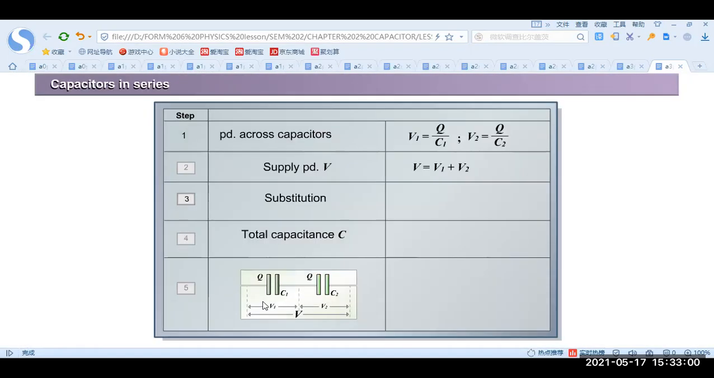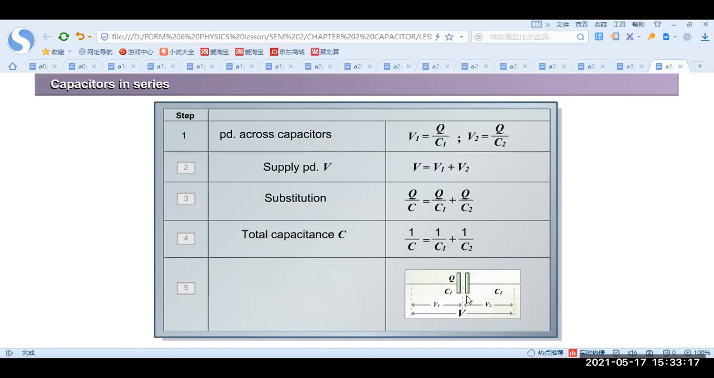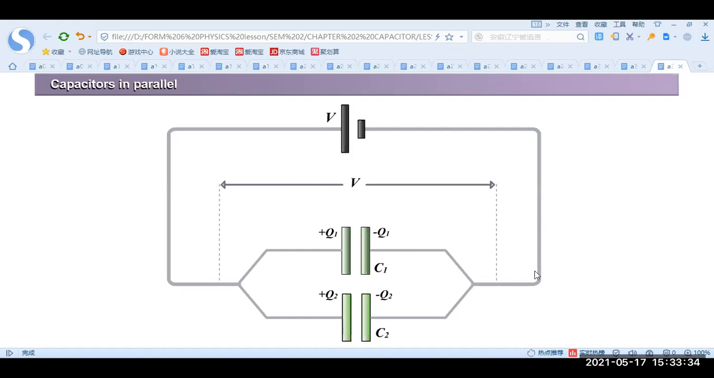Again, we look at here. The two capacitors C1 and C2, which are arranged in series, when C1 and C2 combine, it becomes a single C, where the C is referred to as the C total. That means 1 over C equal to 1 over C1 plus 1 over C2.